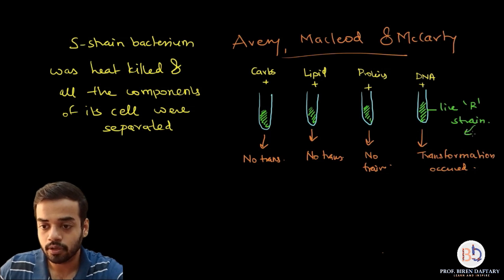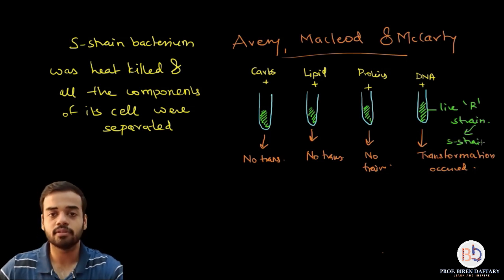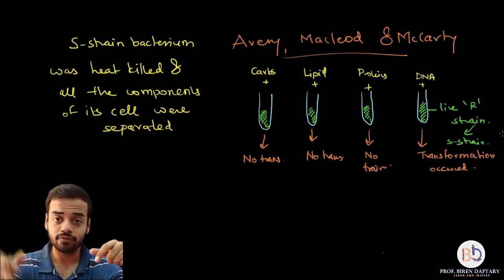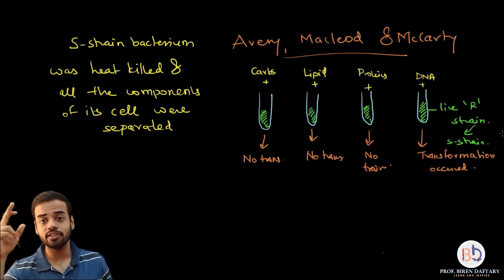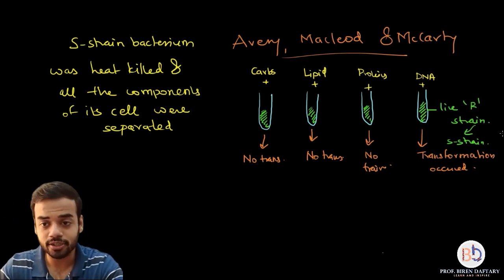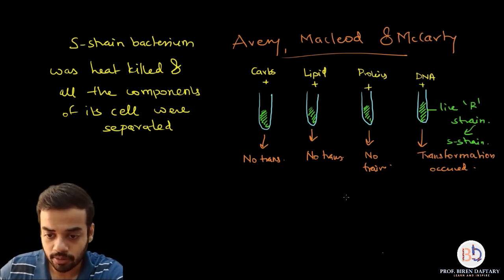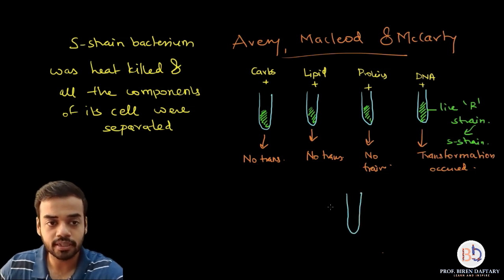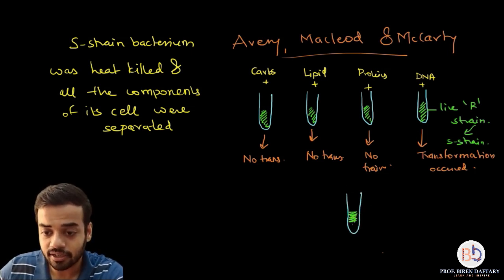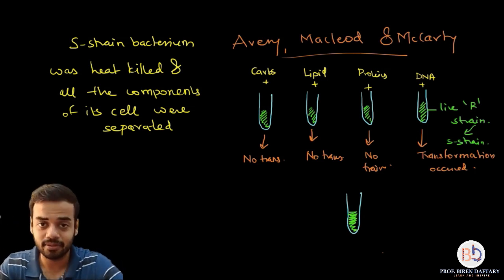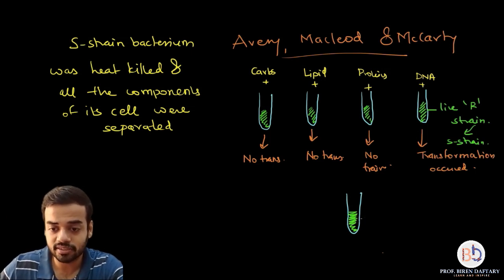So I hope you remember the steps. This was the experiment. Okay, very, very simple experiment. Now they also did a confirmatory test to make sure that DNA is only responsible for transformation. What did they do? They made another tube. So I'm going to draw the tube over here. Okay, so they made another tube. To this tube they added the live R strain as earlier, and to this they also added the enzyme DNase. Please remember this.